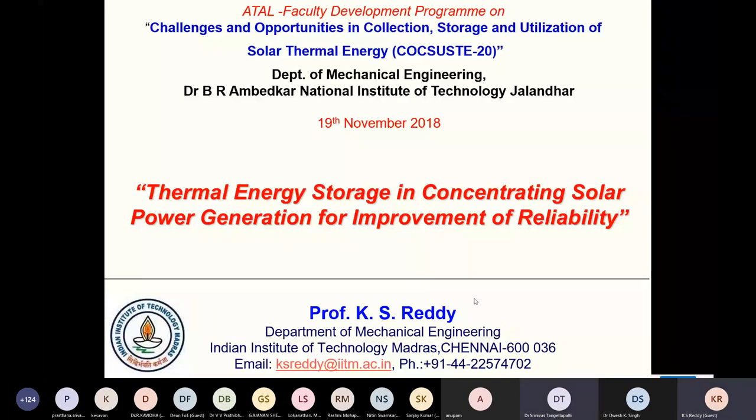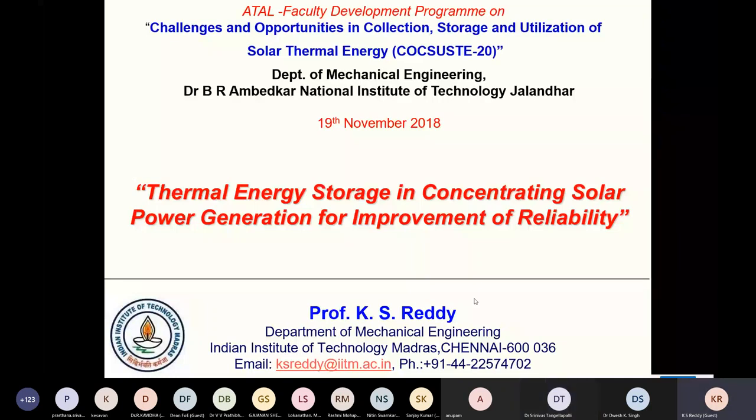So this is thermal energy storage in concentrating solar power for improvement of reliability. In the previous talk, we discussed more of energy conversion systems. But these solar systems work only during daytime, and at nighttime you don't have solar energy, so we don't get any output. But we use energy, electrical energy or any energy, also at nighttime. So how do you make the solar energy available at nighttime?